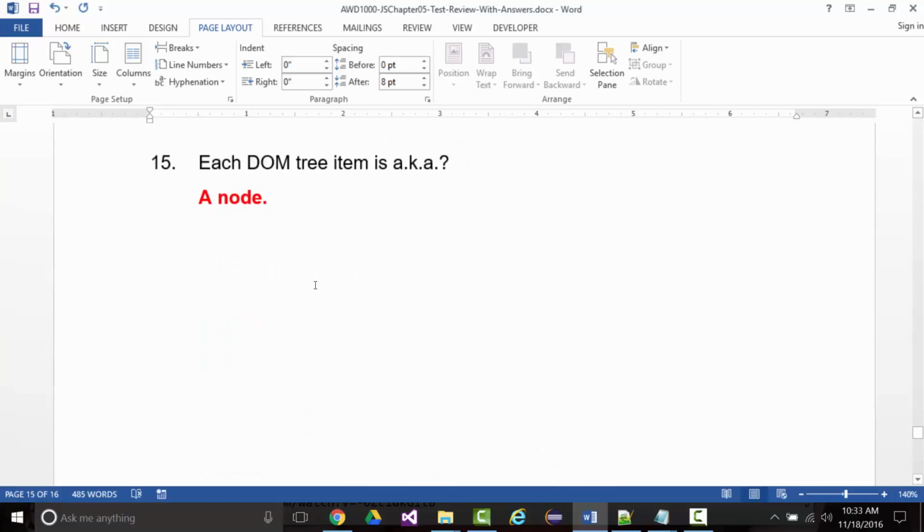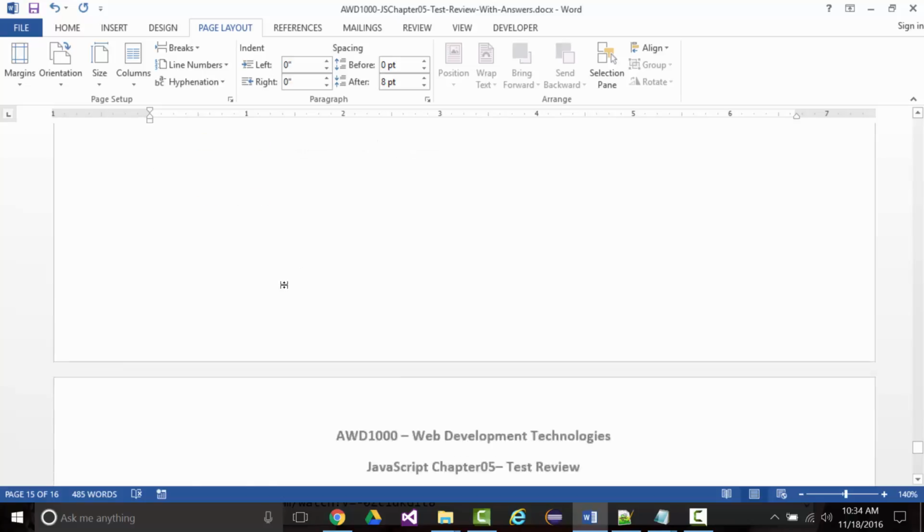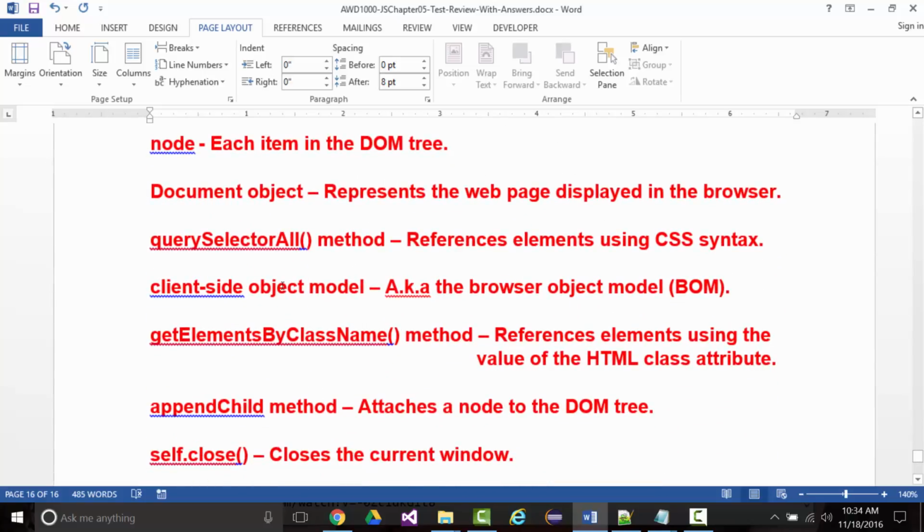Number 15, each DOM tree item is also known as a node, N-O-D-E. And the last one will take a bit because that's the definitions. So I'll leave those up there. I'll let you do the first half first, and then I'll move the rest up.